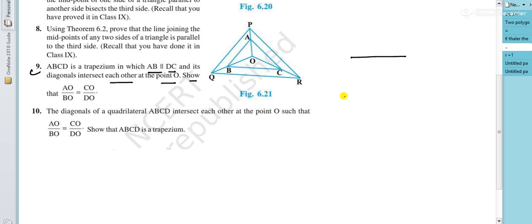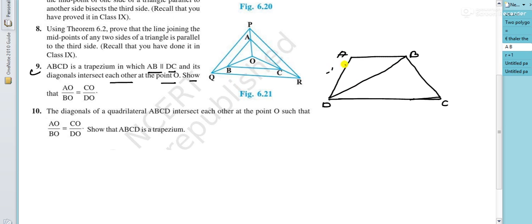Okay, so let me draw a trapezium first. Okay, they've given a trapezium. In a trapezium, one pair of opposite sides is parallel and the other pair is not parallel. So this is a trapezium. Imagine AB, and they've given AB is parallel to CD. You can write CD over here or here, it's not a problem. And the diagonals intersect each other at O. So DB and AC are the diagonals and they are intersecting at point O.